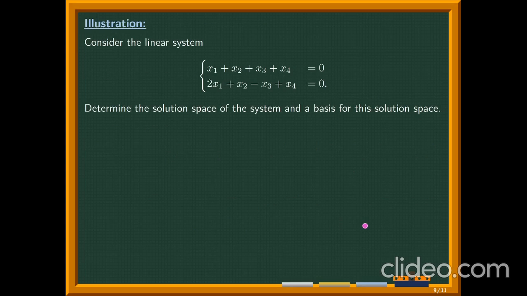To illustrate, let's consider the linear system as shown. Let us find the solution space of the system and a basis for this solution space. We want to find the null space of the matrix of coefficients and a basis for that null space.